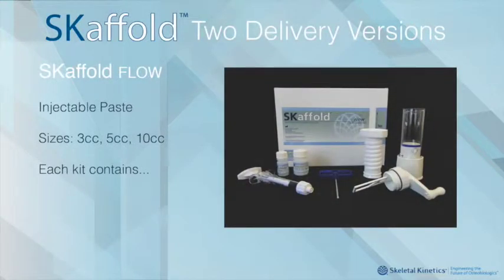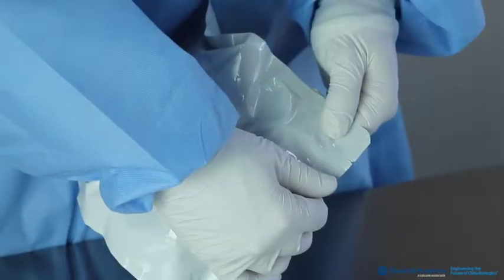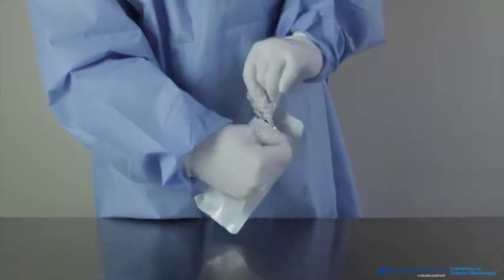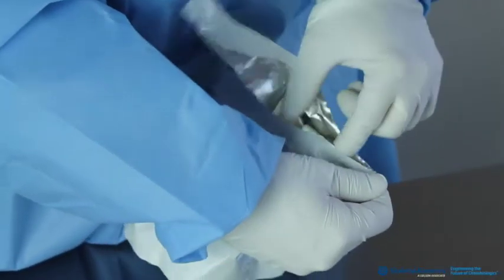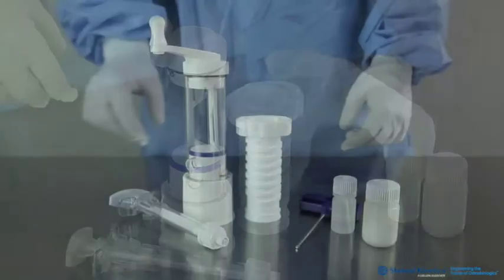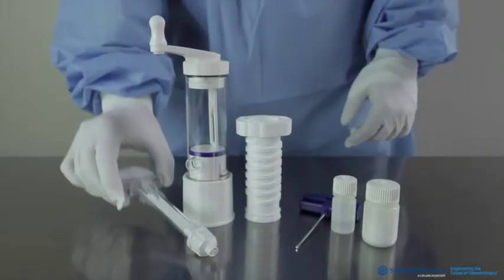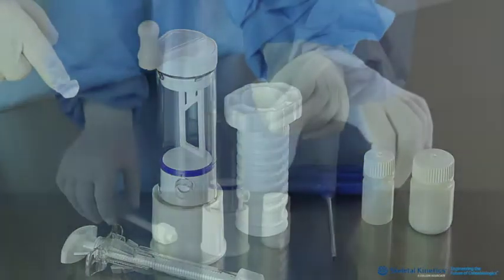Now that we understand the properties of SKaffold, let's learn how each version is used. SKaffold Flow is an injectable paste, again, that comes in 3, 5, and 10 cc sizes. Each kit contains the following, all in sterile packaging. The first is the powder and liquid set. There will be a perforated tear to help in removal of these materials. One side houses the powder, the other side houses the liquid. The next package contains a mixing chamber, a plunger, and a 10 cc syringe. And lastly, a package will contain one 11-gauge delivery cannula.